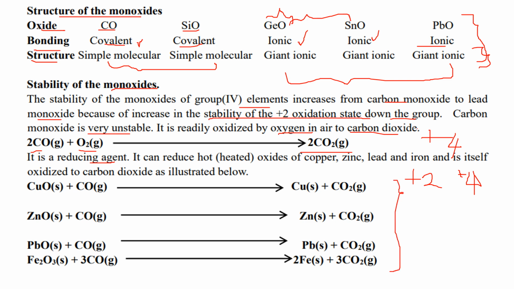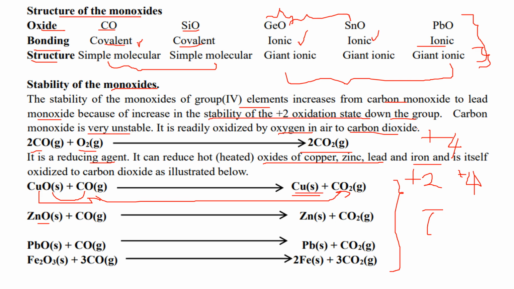So it's a reducing agent in that it can reduce hot or heated oxides of copper, zinc, and lead together with iron, as all elements that are below it in the reactivity series, and itself is oxidized to carbon dioxide after reducing. So when you react copper 2 oxide together with carbon monoxide, it picks away the oxygen so that the carbon monoxide after reducing becomes carbon dioxide. And the metal remains as an element, which is copper metal.